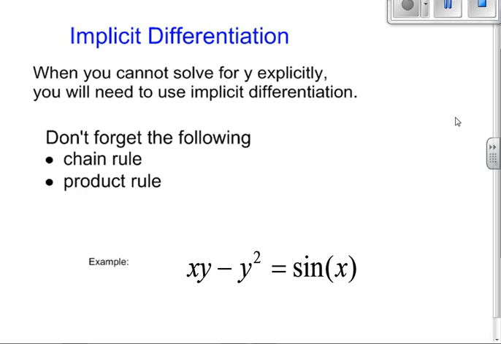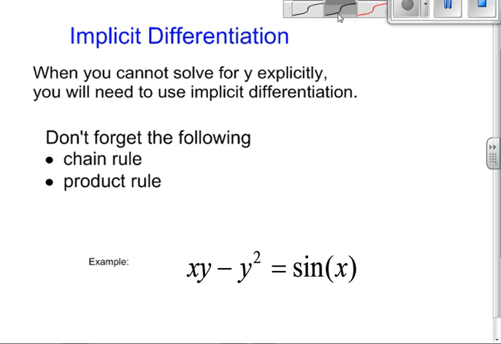Implicit differentiation. We're not going to spend a lot of time. The last time it was on the free response part of the exam for the United States was in 2004. That's 8 years ago, so I think you have a good chance of it being at least part of your free response questions. I do implicit differentiation when I cannot solve for y explicitly.